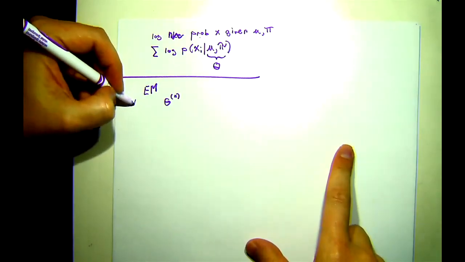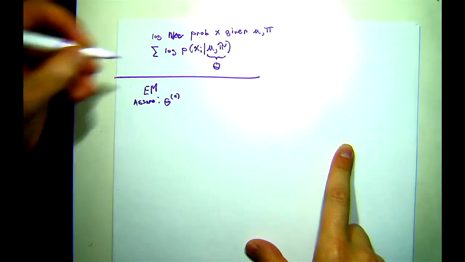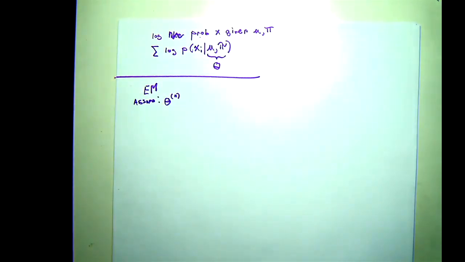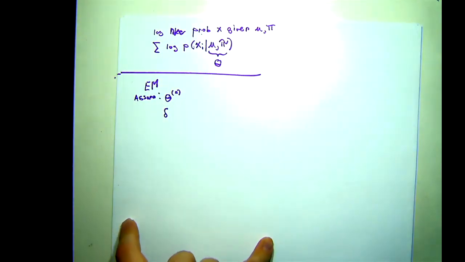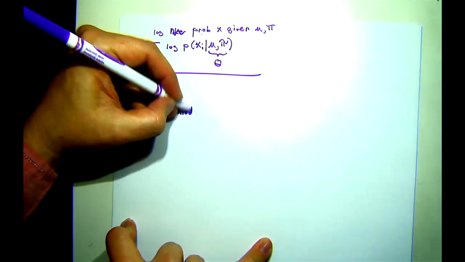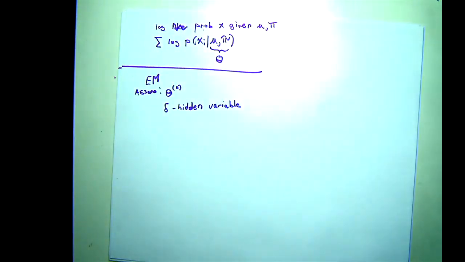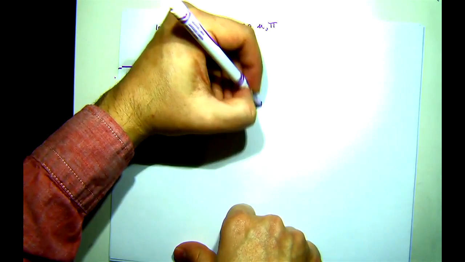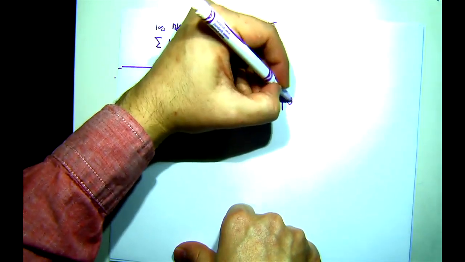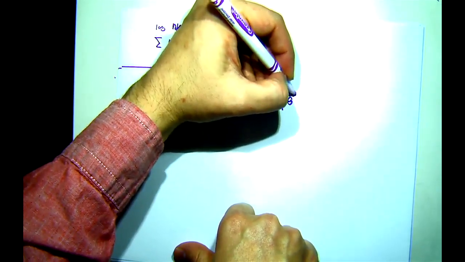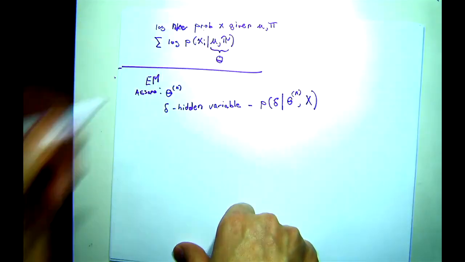So let's just assume we have this theta for the nth iteration. And we're also going to assume a second thing. EM works because you take this delta, which is called a hidden variable. It's a hidden variable in that we don't know its setting. So it's a random variable. It follows some probabilistic distribution, but we don't know what that is. And that probabilistic distribution we can write out to be P of delta given theta n and the input data.